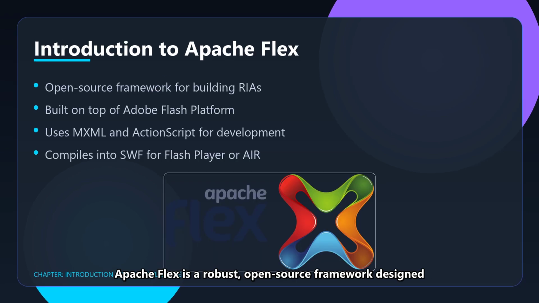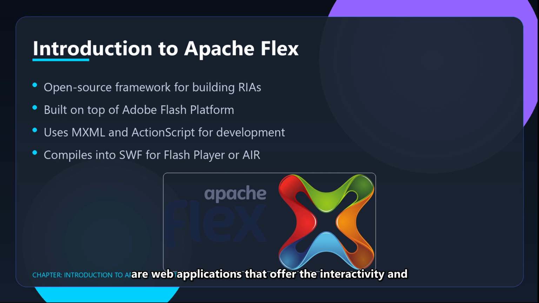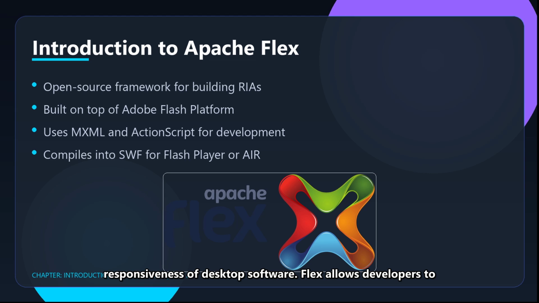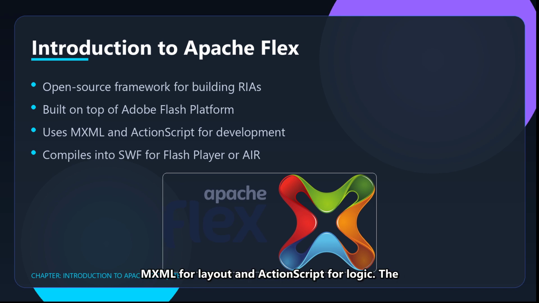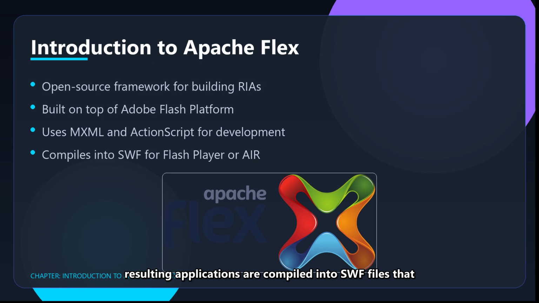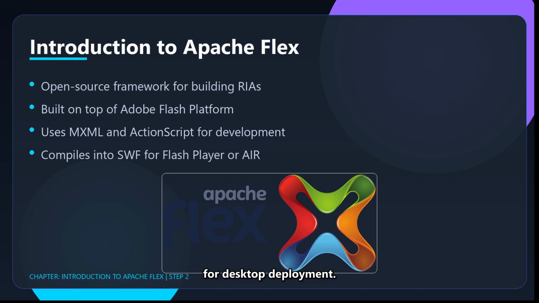Apache Flex is a robust, open-source framework designed for building rich internet applications, or RIAs. These are web applications that offer the interactivity and responsiveness of desktop software. Flex allows developers to create visually engaging interfaces using a combination of MXML for layout and ActionScript for logic. The resulting applications are compiled into SWF files that run in the Flash player or Adobe AIR for desktop deployment.